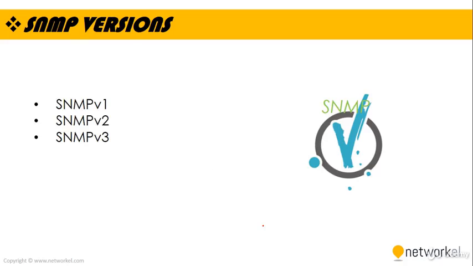We have three versions of SNMP. SNMP version 1 is the initial implementation of the SNMP protocol. SNMP version 2 revises version 1 and includes improvements in the areas of performance, security, and confidentiality. And SNMP version 3 primarily adds security and remote configuration enhancements to SNMP.